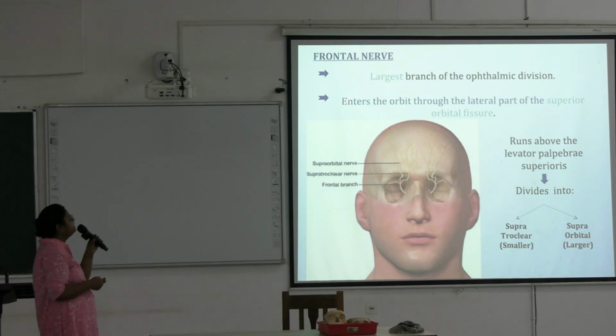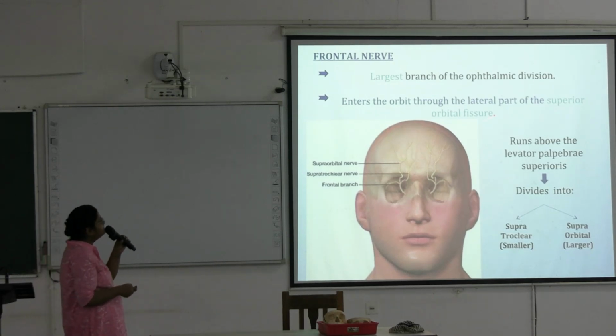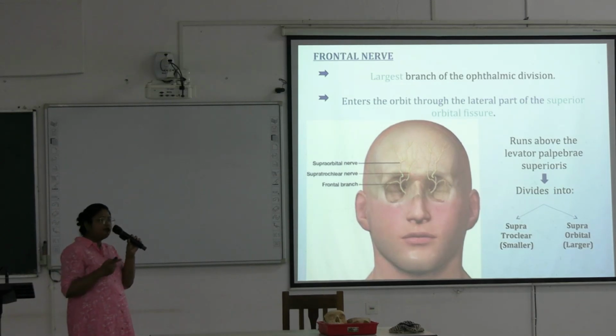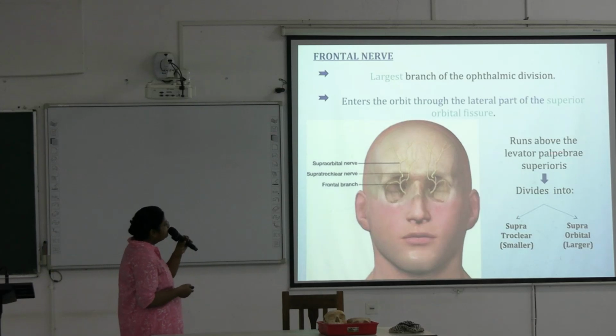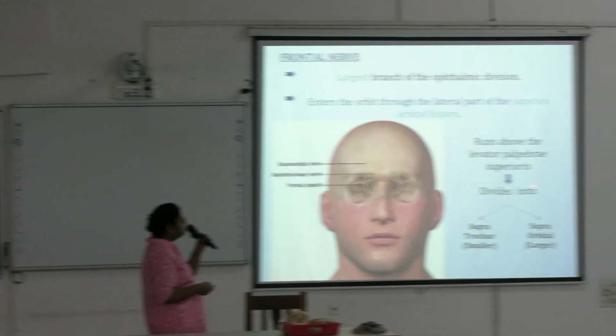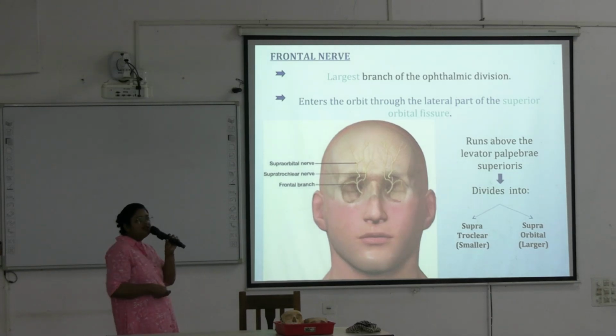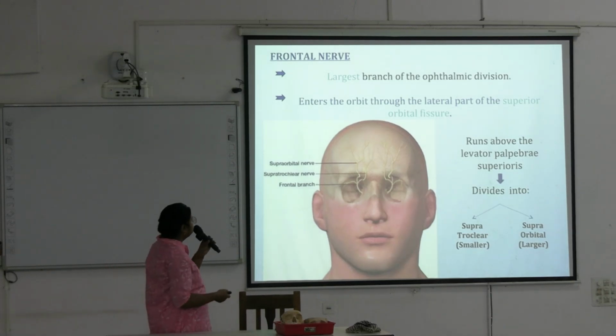Next we go to frontal nerve. It is the largest branch of ophthalmic division, enters the orbit through the lateral part of the superior orbital fissure. And see here, these are the location of supraorbital nerve and supratrochlear. Supratrochlear is medial to the supraorbital nerve, which passes through the supraorbital foramen at the upper margin of the orbit. So it runs above the levator palpebrae superioris, divides into these two branches. Supratrochlear is smaller, supraorbital is larger. Okay.